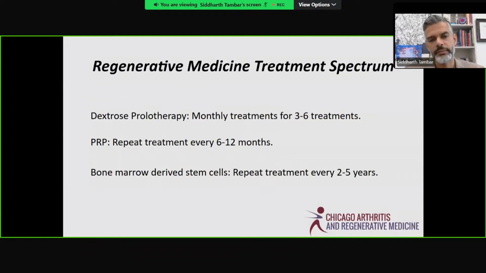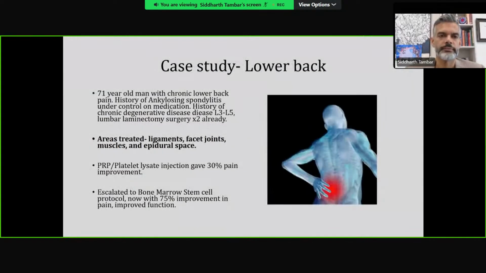Prolotherapy tends to be dextrose prolotherapy, traditional prolotherapy with sugar water, and tends to be milder. In general, it'll take monthly treatments for 3 to 6 treatments. PRP is where we take your own blood and get the platelets from that. That is a stronger treatment, generally repeating treatment every 6 to 12 months. And bone marrow-derived stem cells are an even stronger treatment, and generally we're repeating treatment every 2 to 5 years.